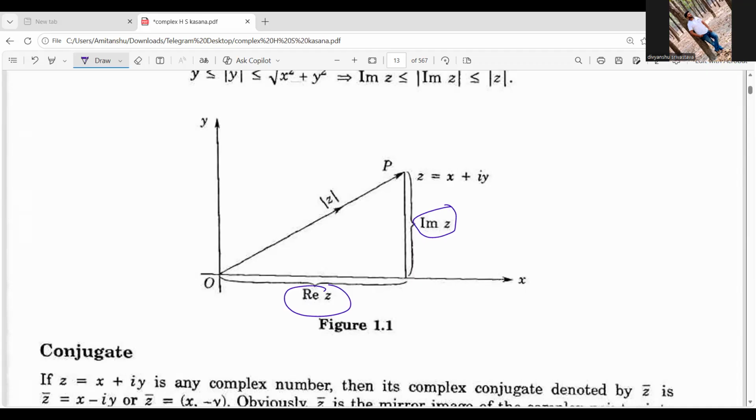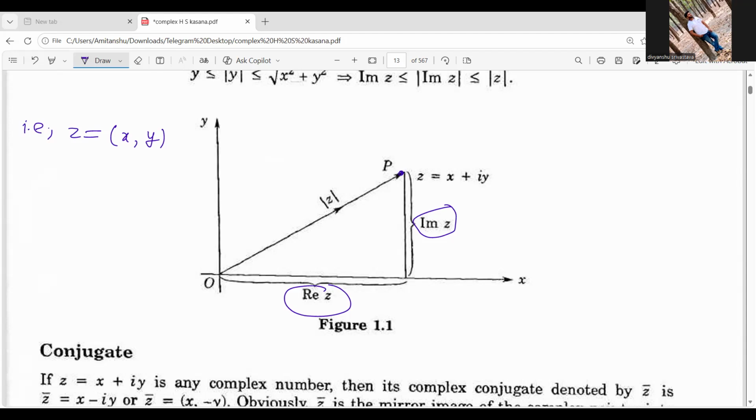That is, z is equal to x comma y. This is your ordered pair. This form of complex number suggests that z can be represented by a point P whose coordinates are x and y, relative to the rectangular axes, that is your x and y.